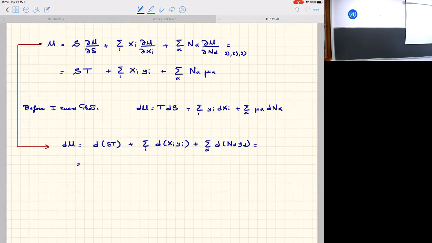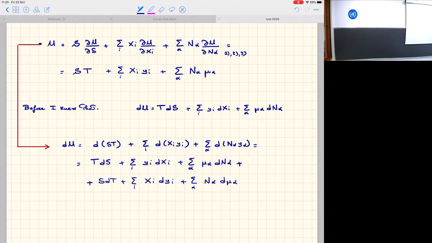Now, I take this differential, and I get T dS plus the sum over i of y_i dx_i plus the sum over alpha of mu_alpha dn_alpha, plus S dT plus the sum over i of x_i dy_i plus the sum over alpha of n_alpha d mu_alpha, right?